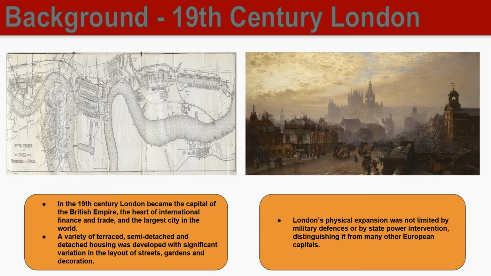The city's physical expansion was not constrained either by military defences, which was a highly influential factor on continental Europe, or by the intervention of state power, which was evident in the town planning of Paris, Vienna, Rome, and other capitals of continental Europe.